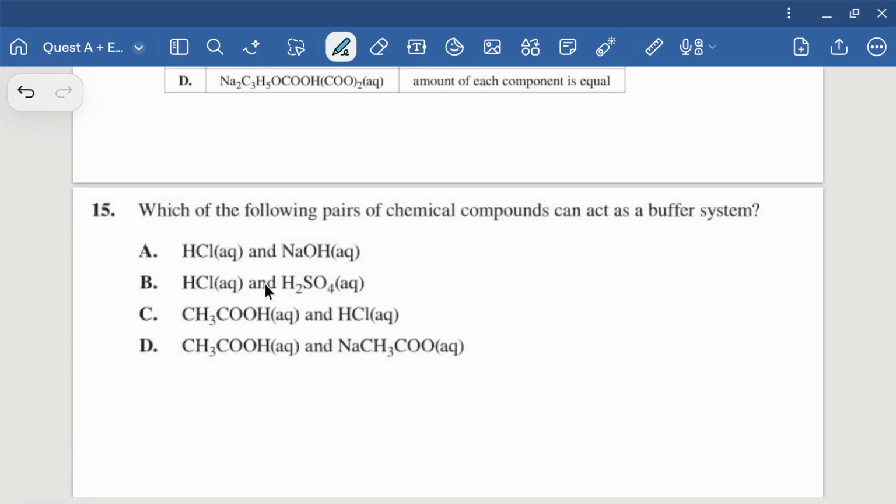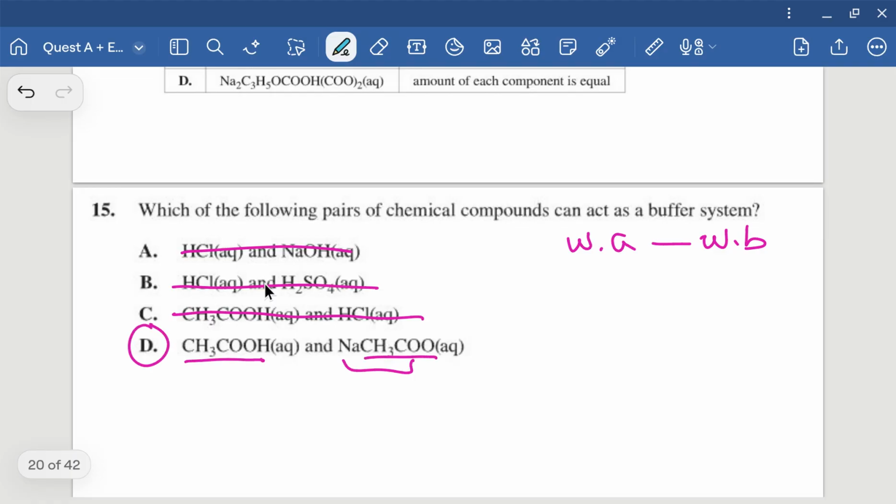Number 15, which can be a buffer system. So just remembering that a buffer system is a weak acid with its conjugate base. And so that is with a weak base. So it cannot be A because those are strong. Again, strong. These aren't even related. And this would be because once you split into your ions, you would see your weak acid with the conjugate base. So our answer here is D.